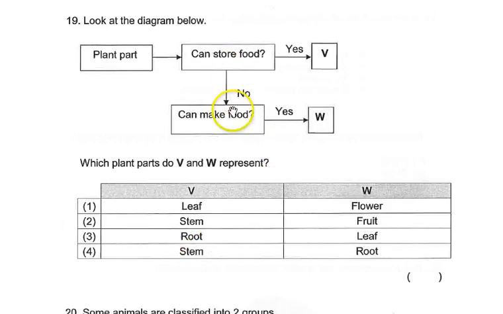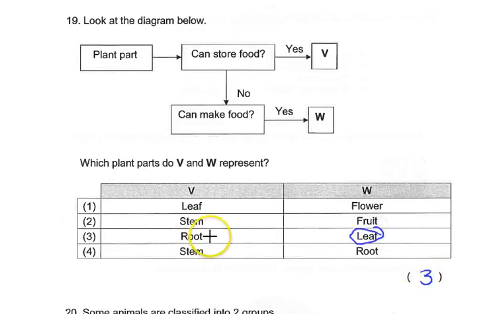No, it can't store food. Can it make food? Yes, W. So the one that can make food should be a leaf, not the rest. So W must be leaf over here. Okay, W is leaf. Alright, hence the answer should be 3.